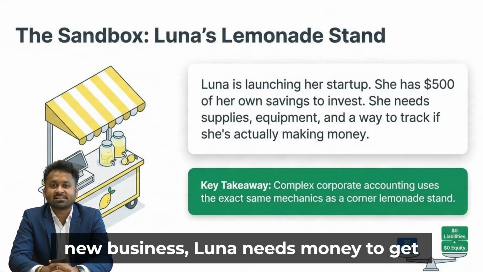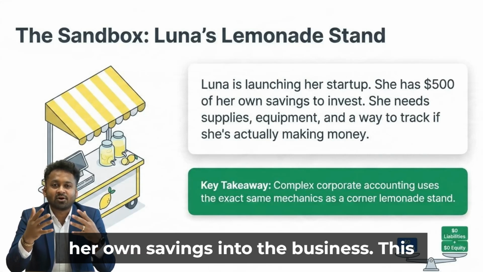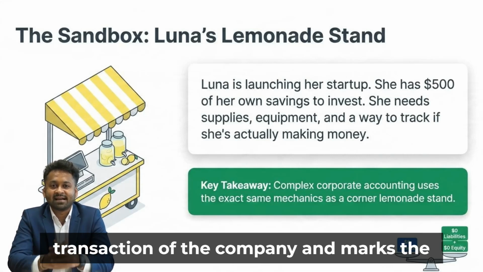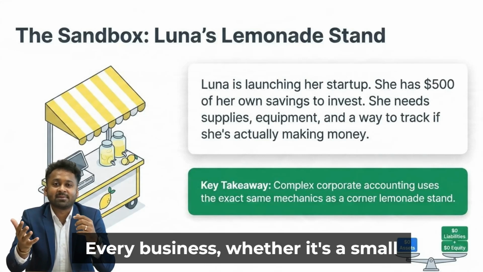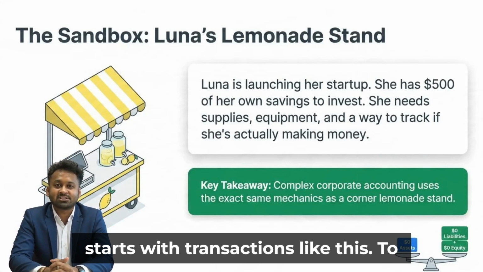Meet Luna, an aspiring entrepreneur who wants to start her own lemonade stand. Like any new business, Luna needs money to get started. She decides to invest $500 of her own savings into the business. This investment becomes the first financial transaction of the company and marks the beginning of its accounting records. Every business, whether it's a small lemonade stand or a large corporation, starts with transactions like this.